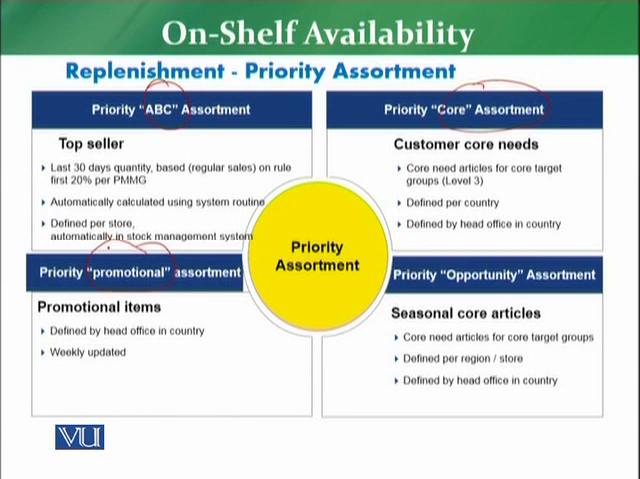These are the core needs of a promotion, and if they are not available on the shelf, they should be put on the shelf. The fourth type of assortment is the opportunity assortment. These are the articles which are core articles of a particular season. For example, it is a summer season.